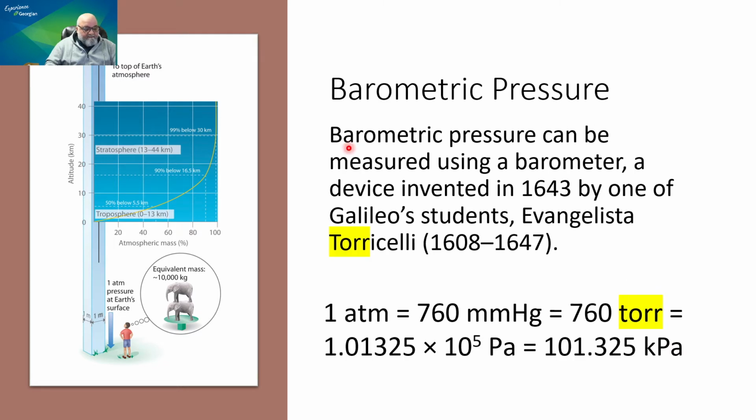It is basically this. Barometric pressure can be measured using a barometer, a device invented in 1643 by one of Galileo's students, and his last name was Torricelli. I guess that's where torr comes from. It's a kind of tradition to name units of measurement in honor of people who have made major contributions in the field.